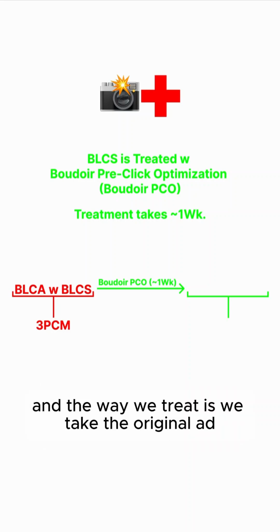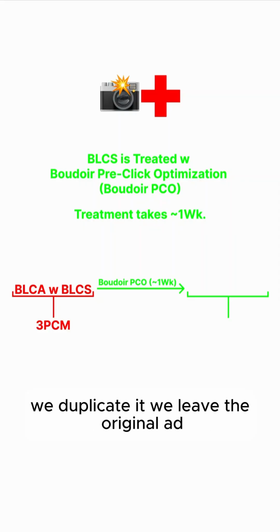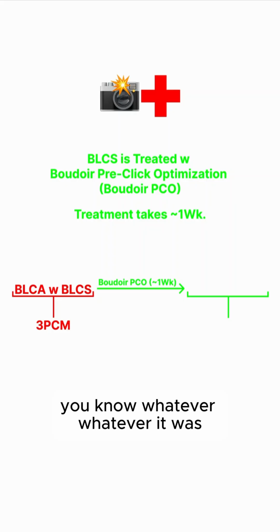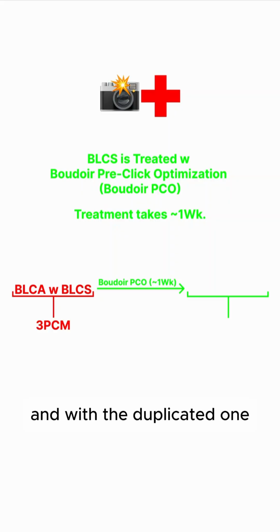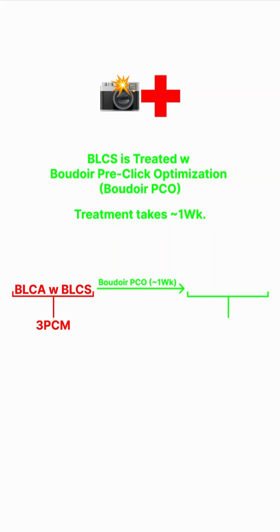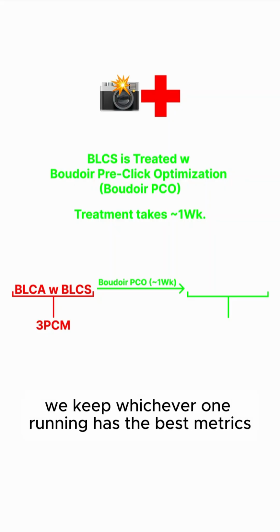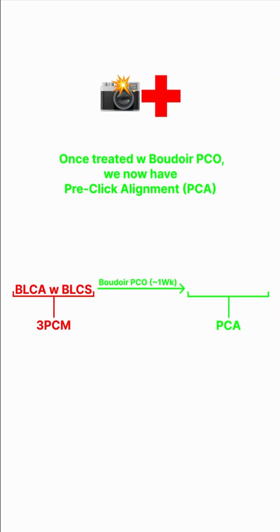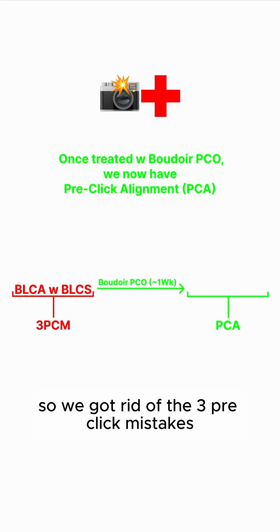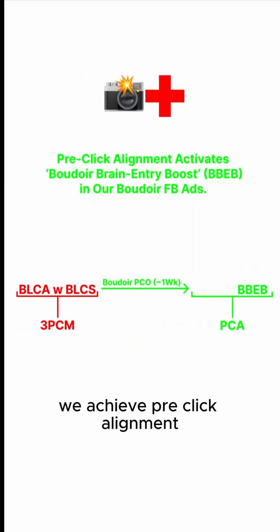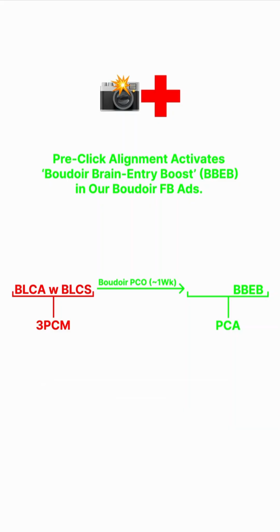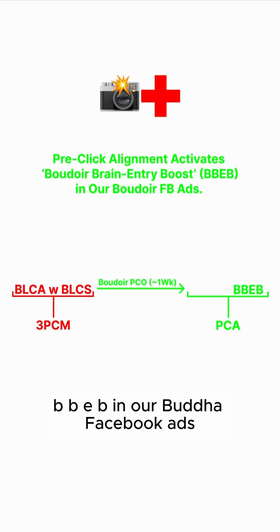And the way we treat is we take the original ad, we duplicate it, we leave the original ad either on or off, whatever it was. And with the duplicated one, we treat that with Boudoir Pico, and it takes about a week. And then at the end, we keep whichever one running has the best metrics. Now, once treated with Boudoir Pico, we now have pre-click alignment, so we got rid of the 3 pre-click mistakes.